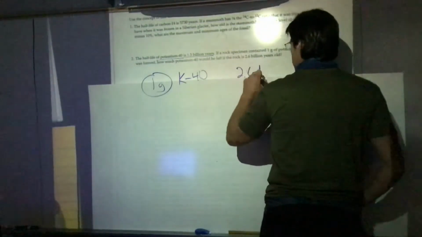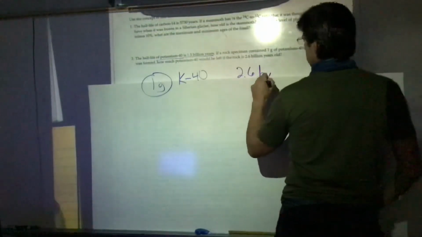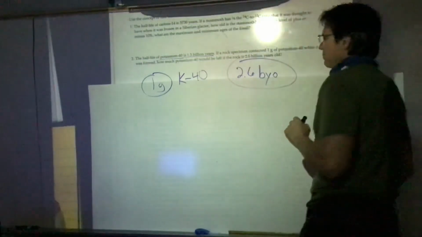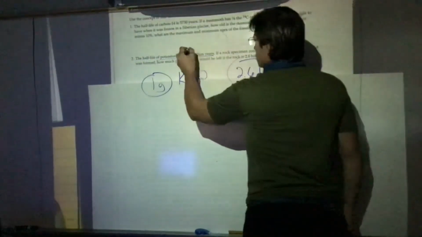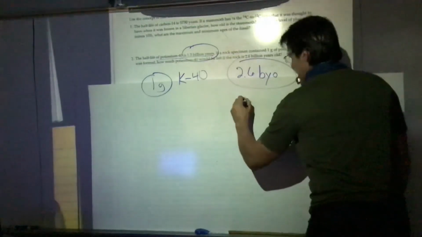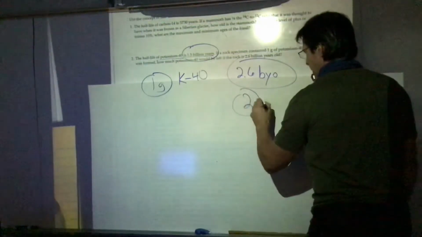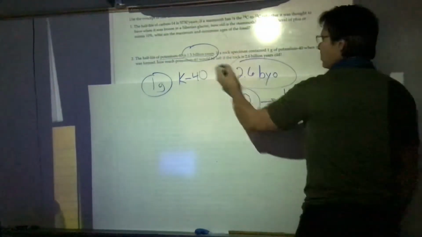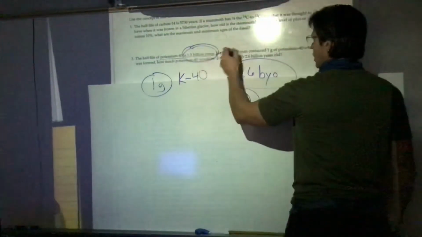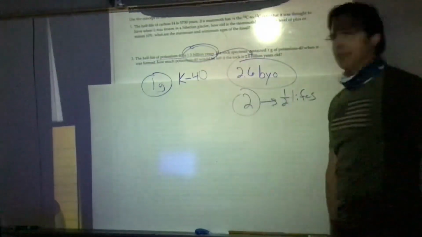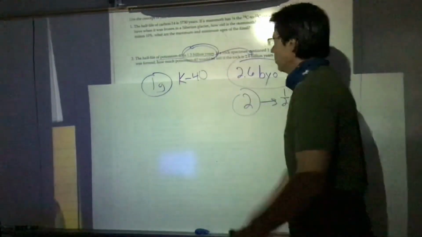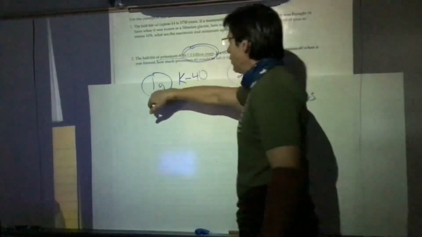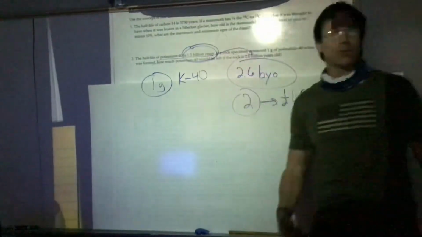So this is the total, 2.6 billion years old. Obviously 1.3 goes into that 2 times, which means that rock is 2 half-lives old. 1.3 is 1 half-life, and they say the total age is 2.6. Simple math in your head, or not, whatever floats your boat. But it's asking how much is left. So I want to know how much of that 1 gram sample is left. They're asking for mass.